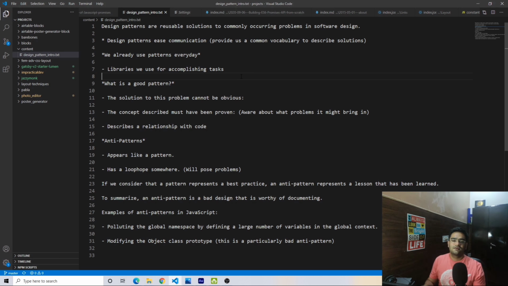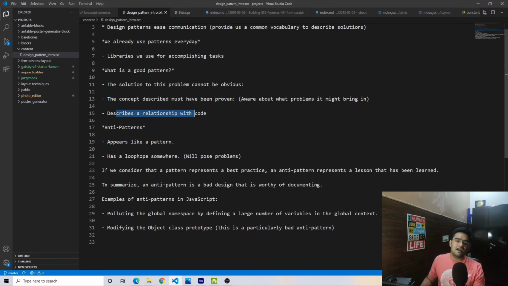What is a good pattern? So obviously, a pattern should be something that is not a solution to something very trivial. The problem has to be big enough so that it can be discussed widely and an elegant solution can be reached. Apart from that, the concept has to be proven, which means that you should be aware about where to use the pattern, where it fits, where it will bring in some disadvantages. So a pattern has to be documented well enough and has to be researched well enough before formalizing it as a pattern and being discussed widely. So these are some characteristics of a good pattern.